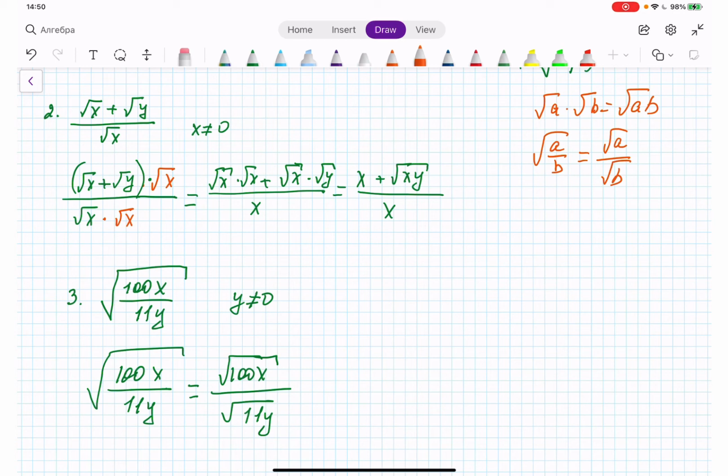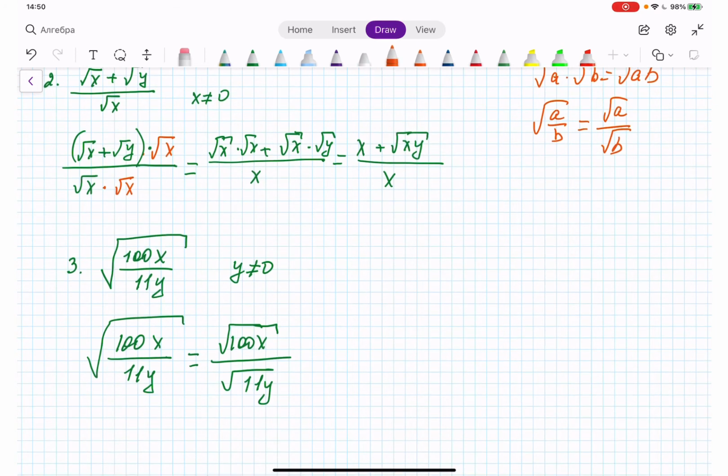Okay, once we have it, now I have in the denominator the square root 11y, which means what am I going to do? I need to multiply by square root 11y in the denominator, and the same way multiply by square root 11y in the numerator. And as a result, we are going to get square root 100x in the numerator. It's going to be 10, right? Square root of 100.